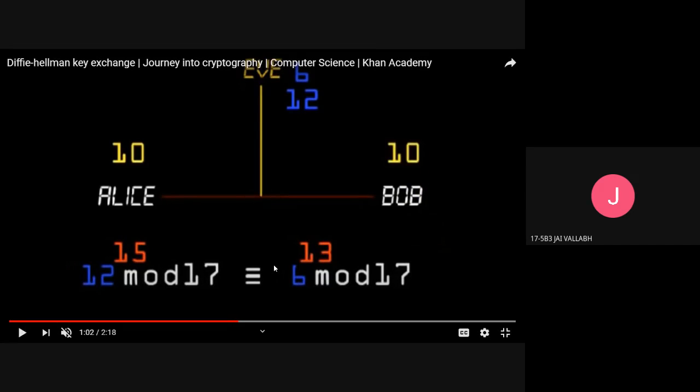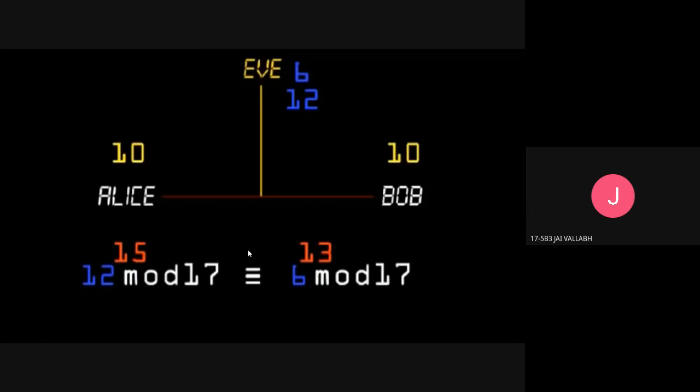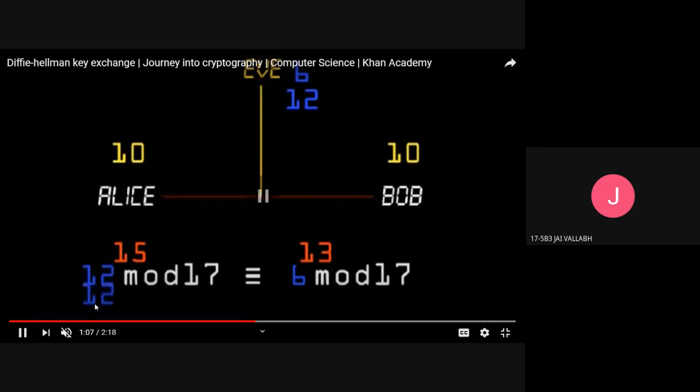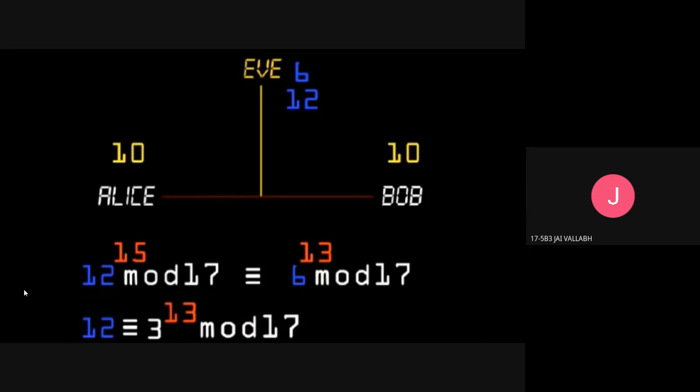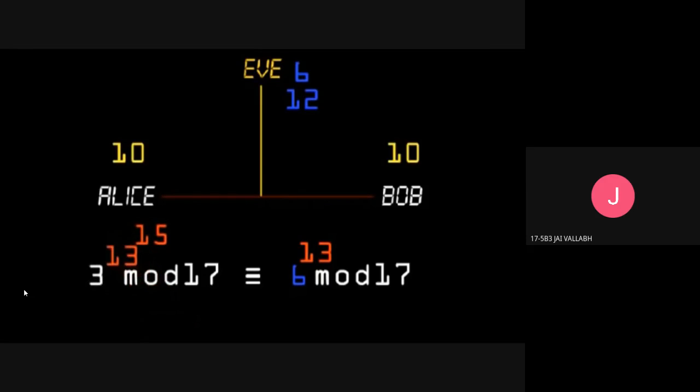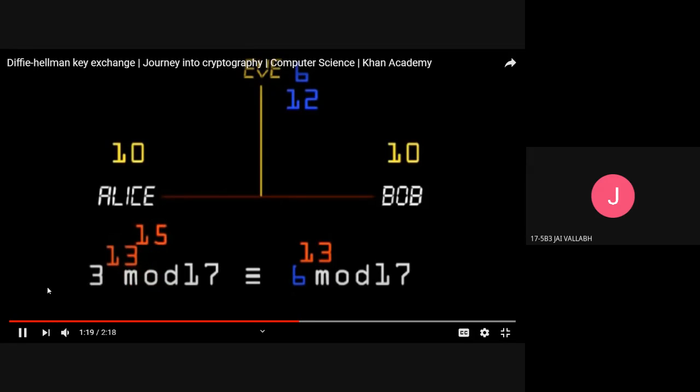Now you might be thinking how these values 10 and 10 are the same. We'll be seeing behind the scenes how these values are the same. The public key that came from Bob was calculated as 3 to the power 13 mod 17. So Alice's calculation was the same as 3 to the power 13 to the power 15. So 3 power 13 mod 17 is 12, as we have seen.